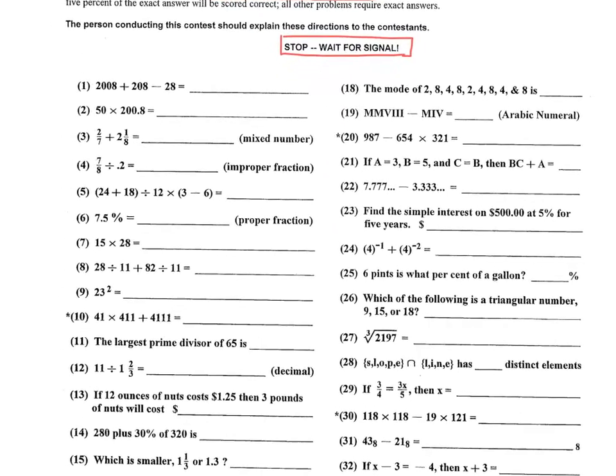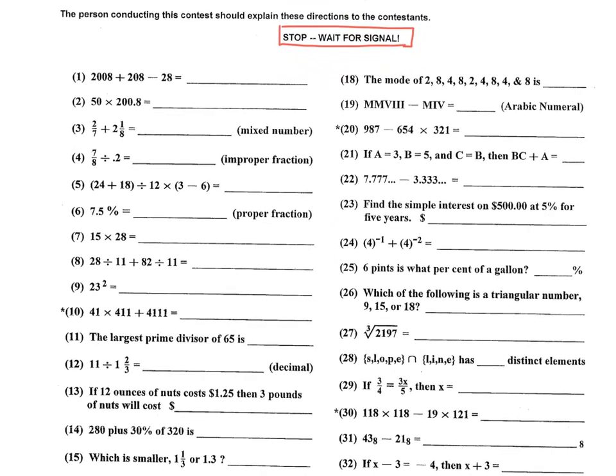Problem number 1 is 2008 plus 208 minus 28. I'll just make a note here as I explain. 208 minus 28, that's going to be 180. Then I'm going to add 180 to 2008. So if I have 20 hundreds plus 100, that would be 2100. And then I have 80 plus 8, that would be 88.